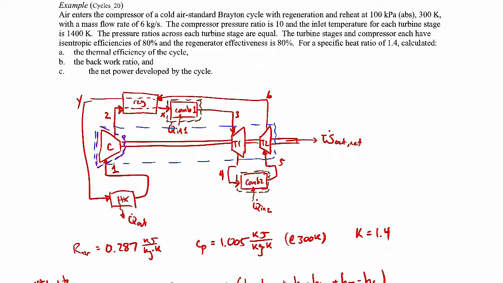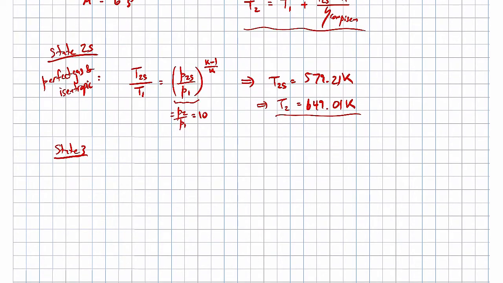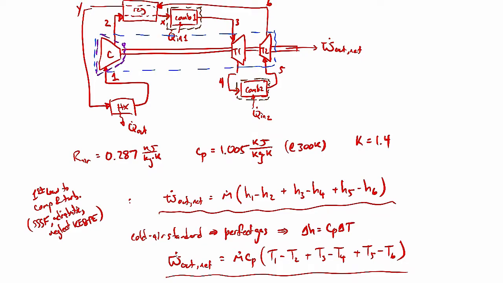And for that matter, T5 will also be 1400 Kelvin because it says the inlet temperature for each turbine stage. So T3 and T5 are the same temperatures. So let me make a note of that. T3 and T5 are 1400 Kelvin. Okay, so we know those temperatures now, so that's good. Let's move on to state 4. State 4 is right downstream of the first turbine stage. Right, so state 4 is right there.